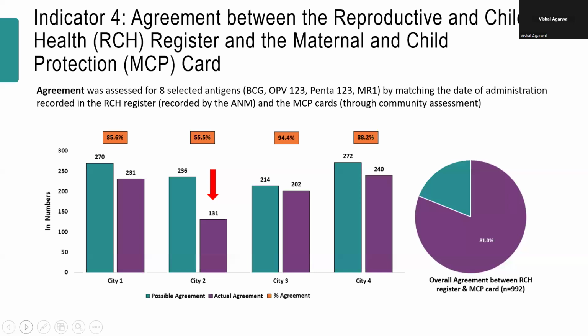So this is the agreement we have talked about, RCH registers and MCP card. During the community validation, we found that the data available in the RCH portal for beneficiaries, meaning the dates of the antigens given, only 81% of it matched with the mother and child protection card, which was found available at the doorstep of the beneficiary. So 81% agreement was found between these two sources. Next slide, please.